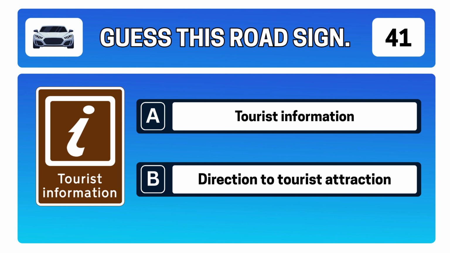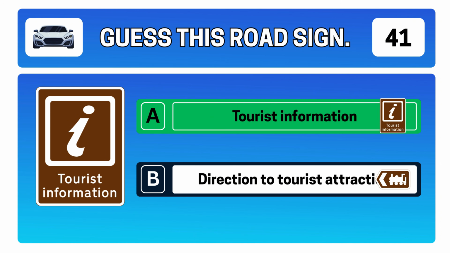Guess this road sign. A. Tourist information. B. Direction to tourist attraction. Correct. This is a tourist information sign.